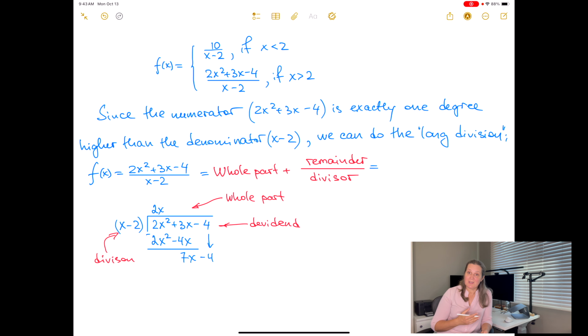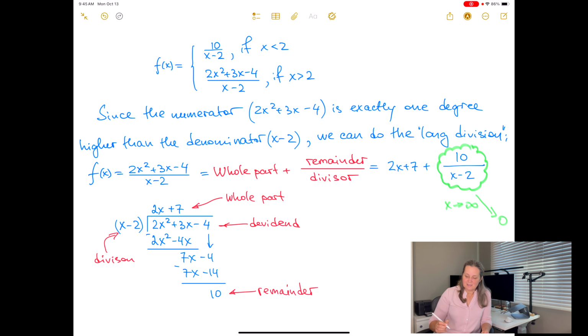We know that multiplying x by 7 will create exactly what we need, 7x. But we will also need to multiply 7 by negative 2. Subtracting 7x minus 14 from 7x minus 4, we will get 0x minus 4 plus 14, which is equal to 10. Since 10 has a smaller degree than x minus 2, the divisor, we need to stop, as we have found the remainder of the long division. So the whole part is 2x plus 7. The remainder is 10, and the divisor is x minus 2.